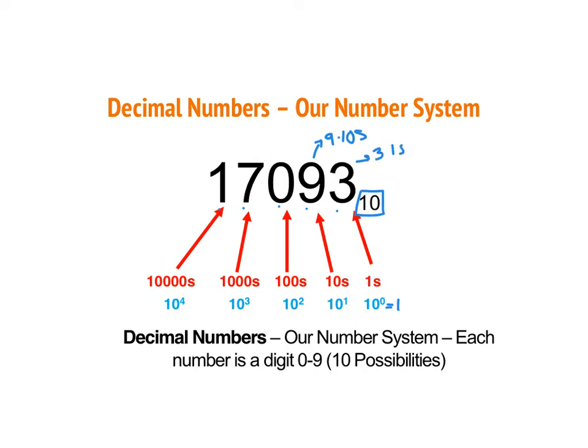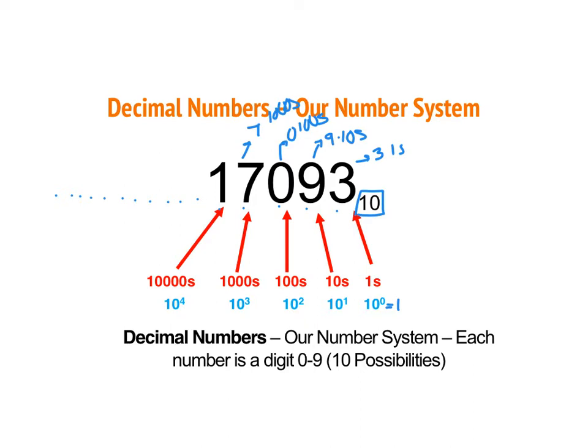And then we go to the 10 to the second power, which is the hundreds, and this is saying we have 0 100s. And then 10 to the third power is the thousands. This is saying we have 7 thousands. And then we have 10 to the fourth, which is, here we have 1 10,000, and then we can go so on and so forth with more powers of 10. So this is how our number system is created.